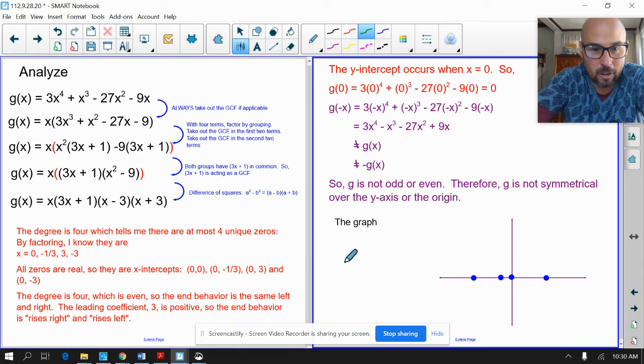The end behavior helps. Since the end behavior is up to the left and up to the right, then I know that as soon as I pass this 0, it's going to be going up to the left. And when I start graphing through this 0 on the right, it's going to be going up to the right. That might be a little too vertical, but up to the right.